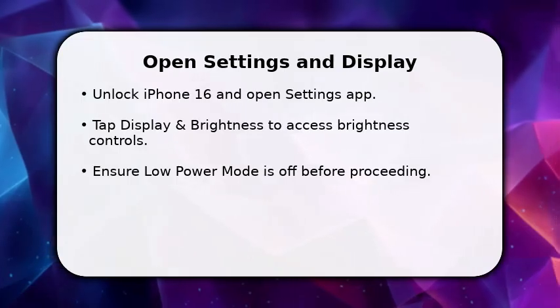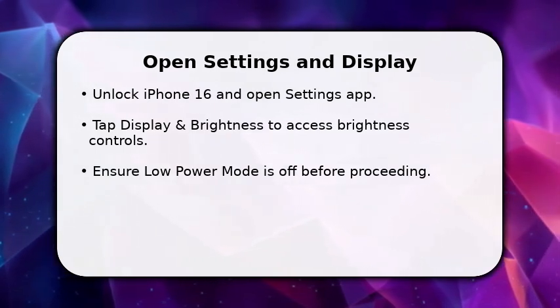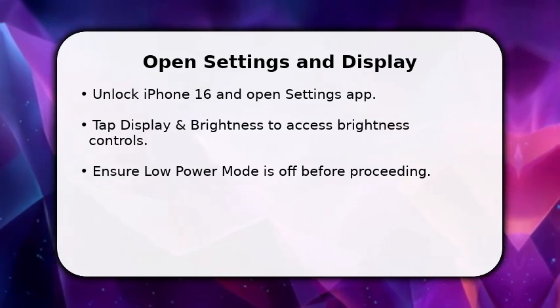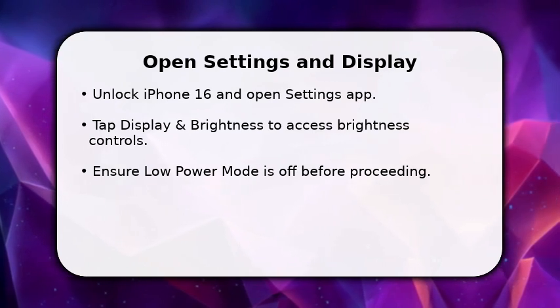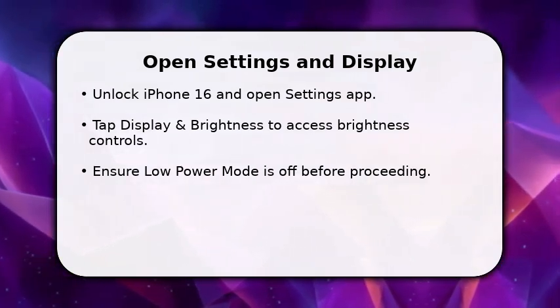You start by unlocking your iPhone 16 and going straight into settings to save time. Once there, tap display and brightness so you can reach the controls you need. Make sure low power mode is off because that can lock brightness behavior. Turn it off in battery if active. You do this now to prevent conflicts.